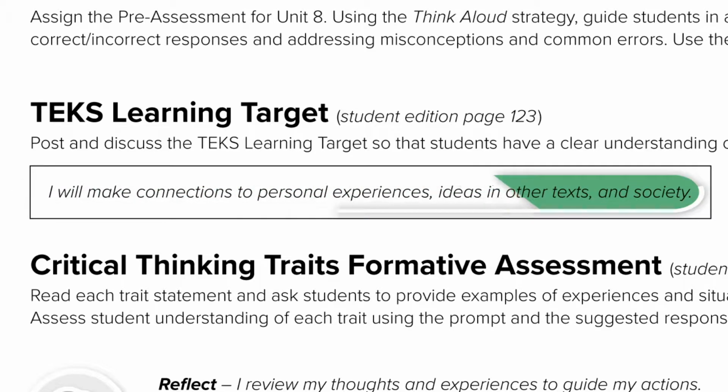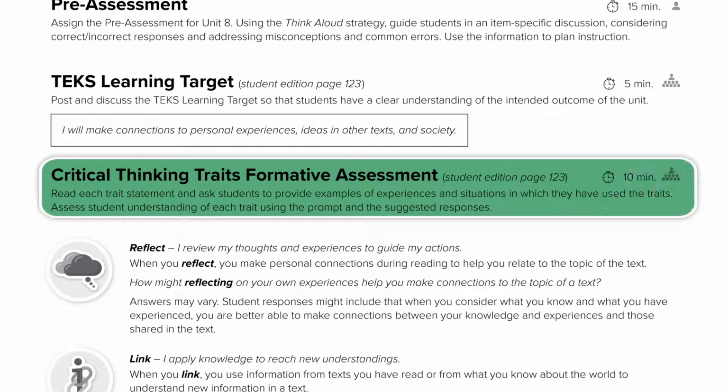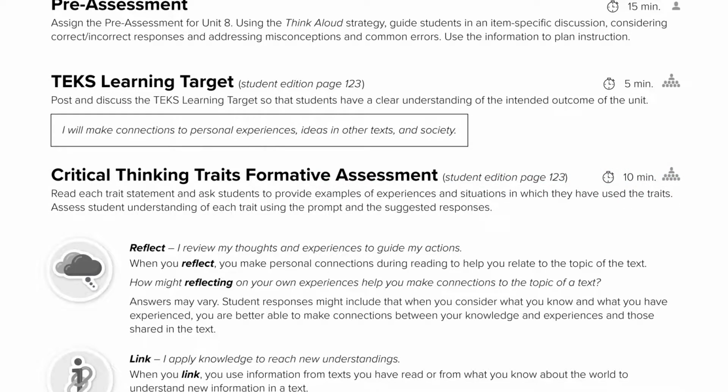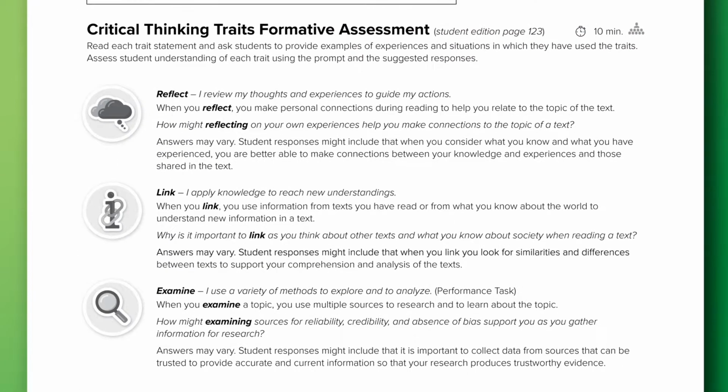The 9 traits formative assessment in your Teacher's Edition serves as a critical thinking odometer to track students' awareness over time as it develops and helps you facilitate the development of the 9 critical thinking traits.